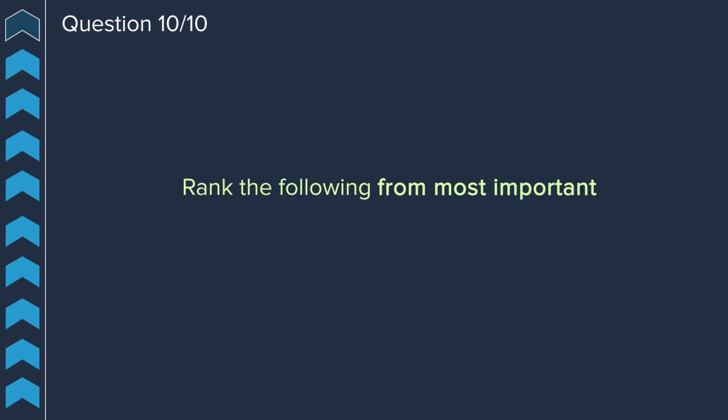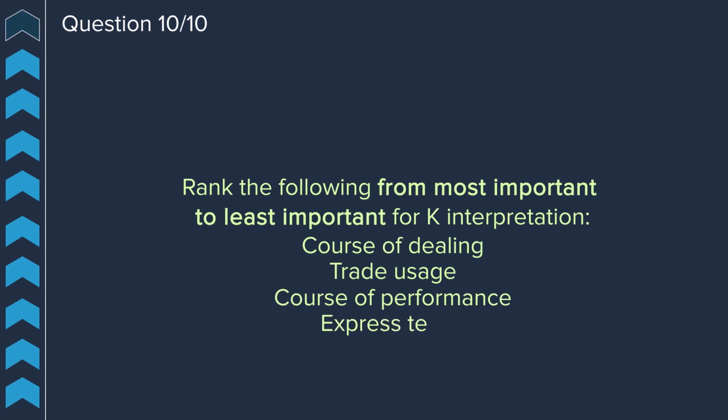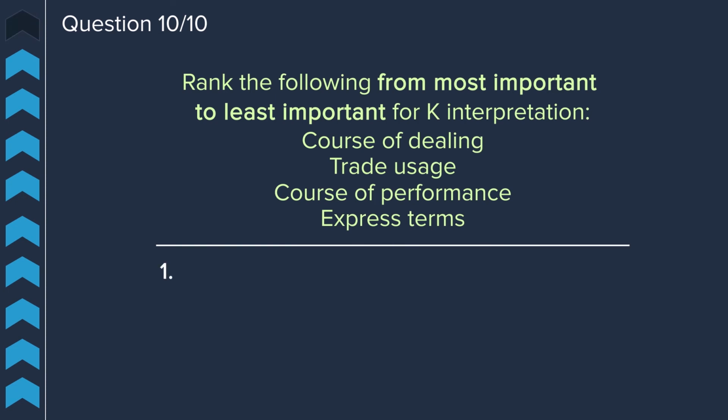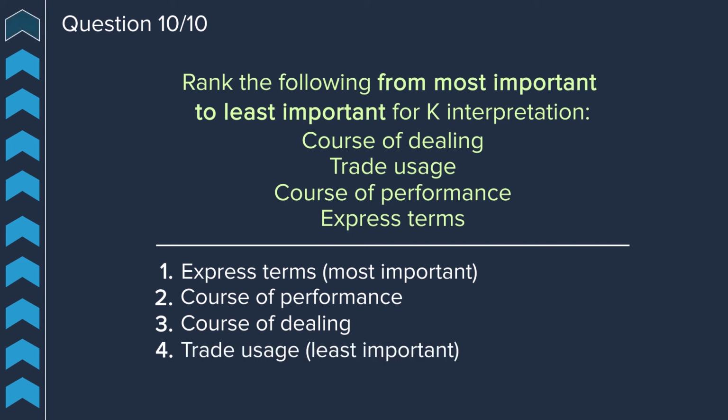Question 10. Rank the following from most important to least important for contract interpretation. Course of dealing, trade usage, course of performance, and express terms. First, for the most important, courts look at the express terms, then they look at course of performance, then course of dealing, and then least important, they look at trade usage.